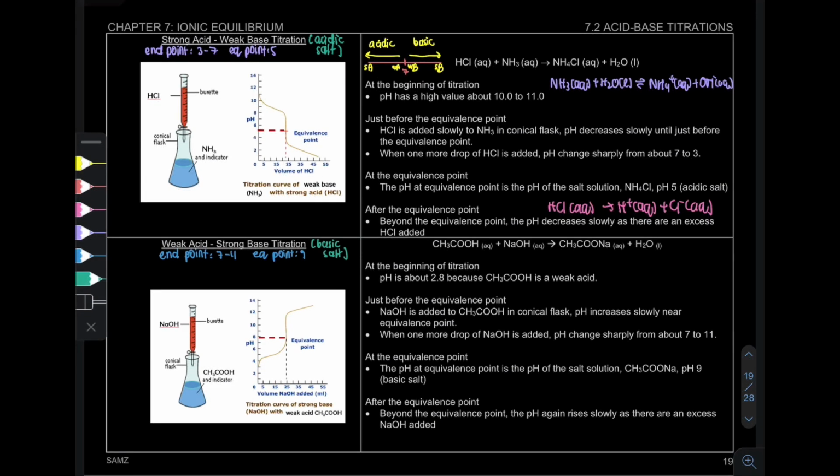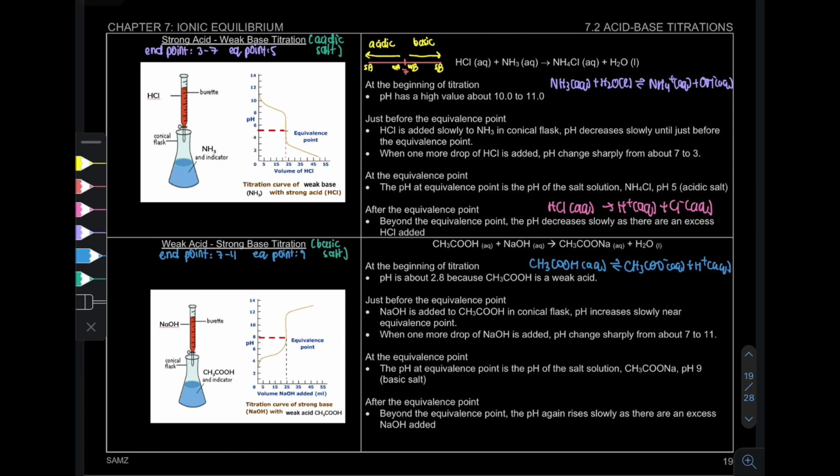The last case, the last titration curve that we're going to look at is weak acid and strong base. So what we have here is my weak acid as an analyte and strong base as our titrant. Okay, so at the beginning of titration, pH is about 2.8 because our ethanoic acid is a weak acid. So when it is a weak acid, dia partially dissociate. Aqueous, so partially dissociate, equilibrium arrow, so akan form CH3COO minus aqueous plus H plus aqueous. Okay, so that is what we have lah.